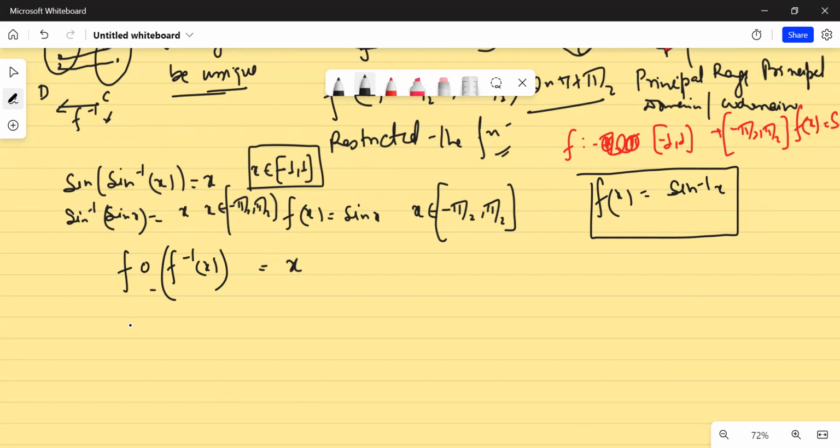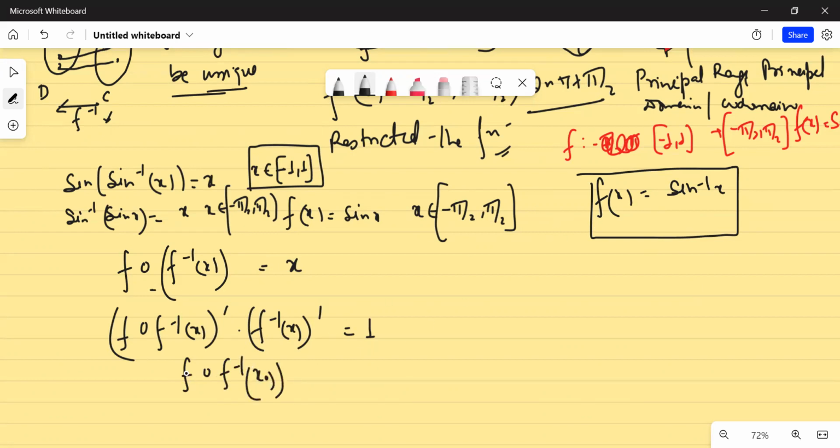And if you differentiate it, what you'll get is f dash of f inverse x, times the derivative of f inverse x, equals 1. Or in other words, let's say we are evaluating at x naught, then f of f inverse at x naught is equal to f. Where has the thing gone?